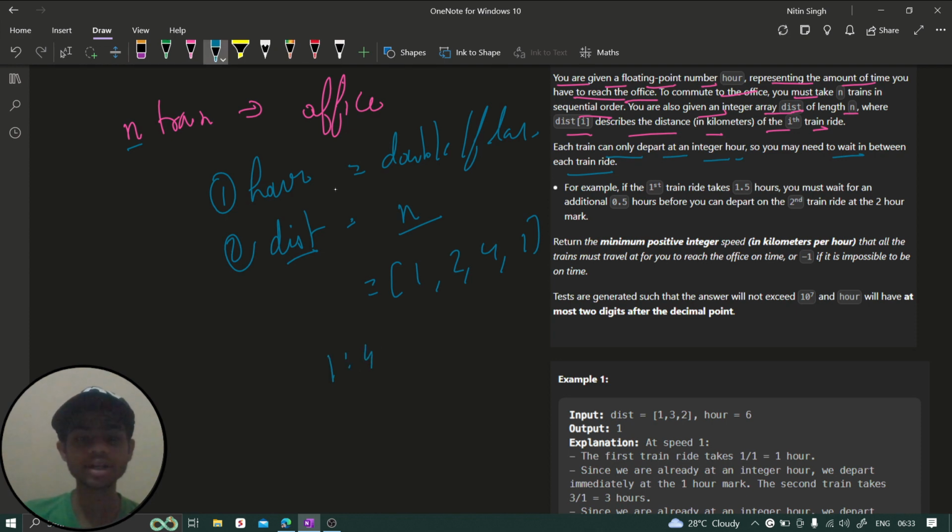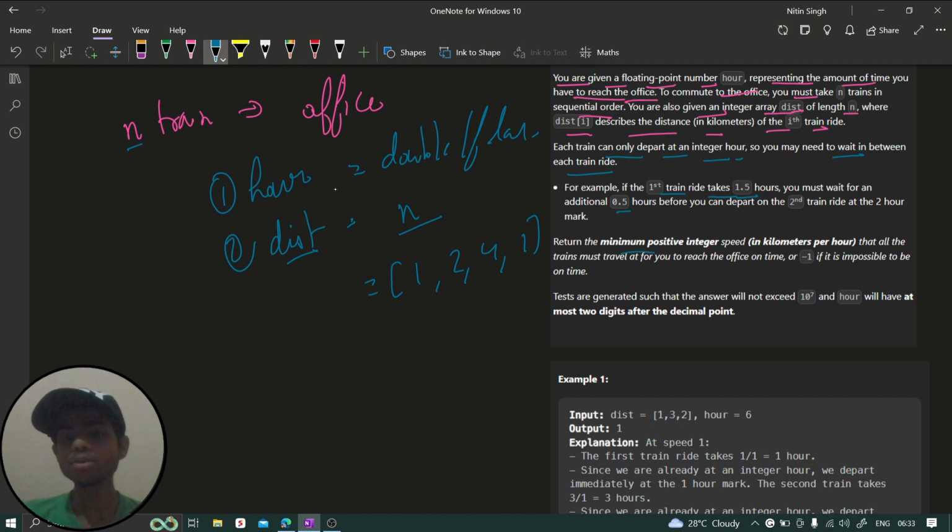Let's say you have completed the journey in 1 hour 45 minutes. The next train will depart at 2 hours only, at 2 o'clock, not at 2:15 or 2:10. It can only depart at a fixed o'clock, 1 o'clock, 2 o'clock, any o'clock. So we have to wait for some time. For example, if the first train takes 1.5 hours, you must wait for an additional 0.5. We can't start the second train at 1.5 hours. We have to wait because it is going to start at 2 o'clock.